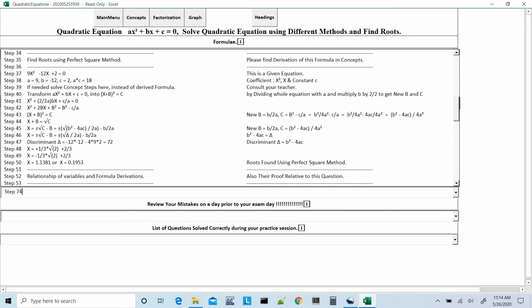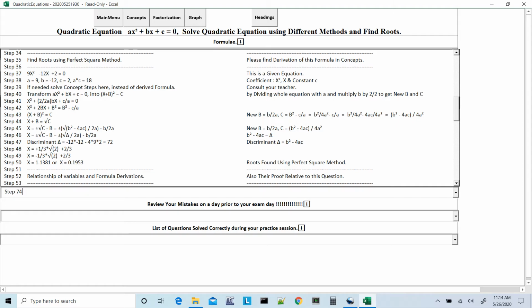Square method, where is perfect square method? Now here our sum is, look at last step numbers 37 to step number 50. 9x square minus 12x plus 2 is equal to 0. A is equal to 9, b is equal to minus 12, c is equal to 2, a into c is equal to 18. Alright, now transform this x square plus bx plus c is equal to 0 in the form of x plus b whole square.